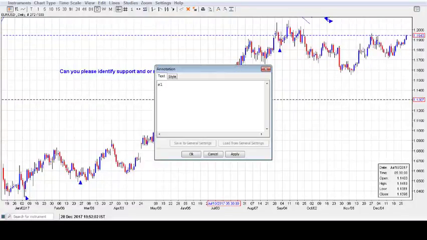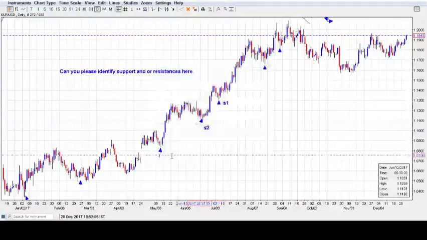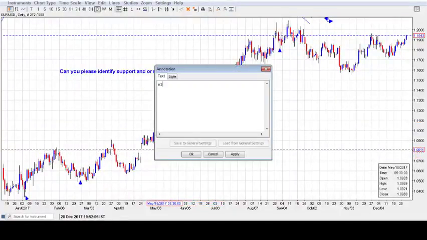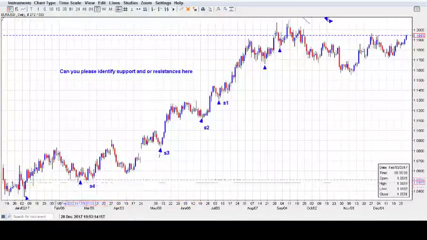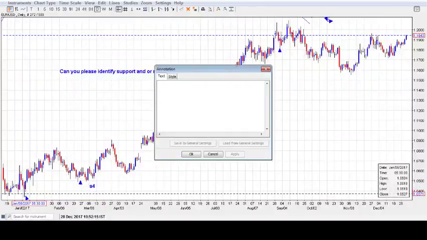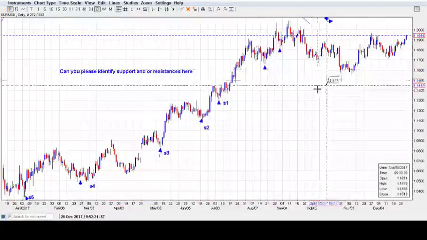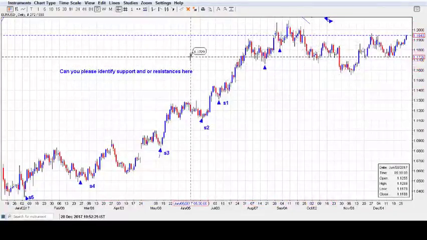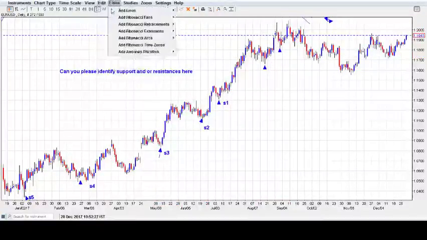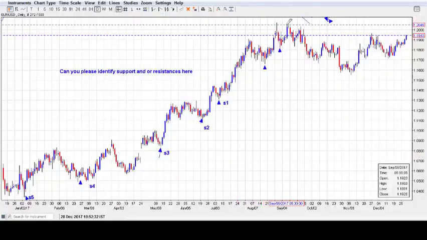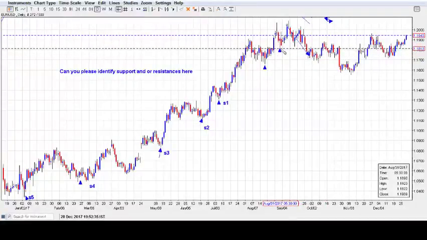So S1, S2, 3, 4 and 5. These are necessary for us because, as I said, if you would like to know the story here, see, prices dropped lower and broke that support at this point, this one.